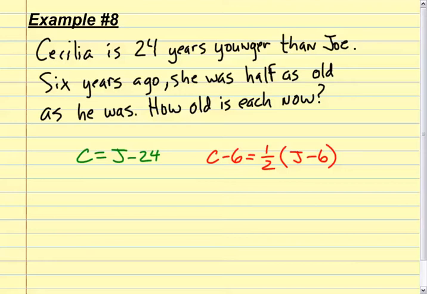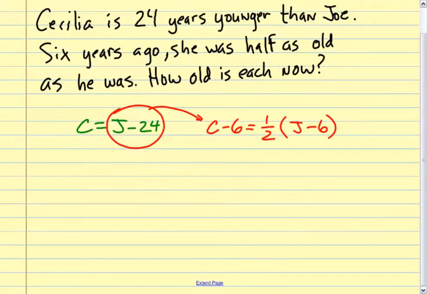Okay, what would you do now, Robert? All right, I want to substitute the C. Do you want to go ahead and substitute? Robert says let's put this in for C. Okay. And we're going to get J minus 24 is equal to, I'm sorry, minus 6, right? Yeah. I forgot that. Thanks for catching me. J minus 24 minus 6 is equal to 1/2 J minus 3.